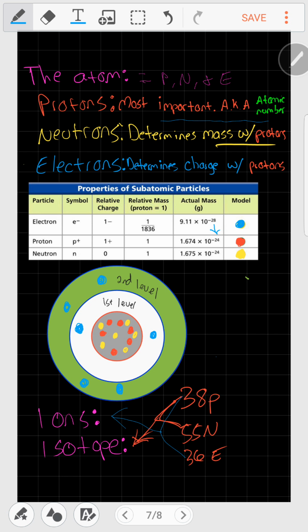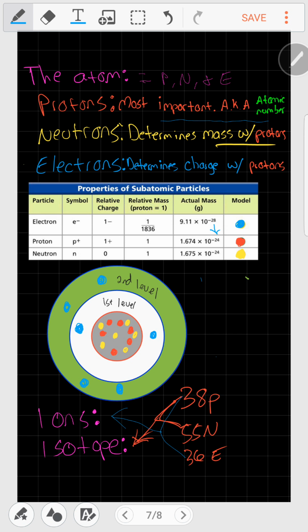So, in order to determine the identity, all you need is the number of protons. If you don't know the number of protons, but you have the identity, then you have the number of protons. It's really easy. If you need to determine mass, you need the number of protons and neutrons. If you're trying to determine charge, you need the number of protons and electrons. If you have mass and you have protons, then you can find neutrons.